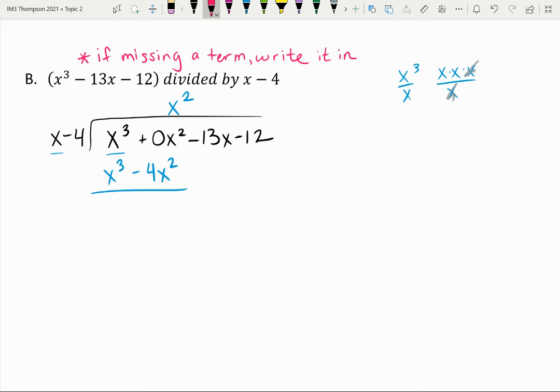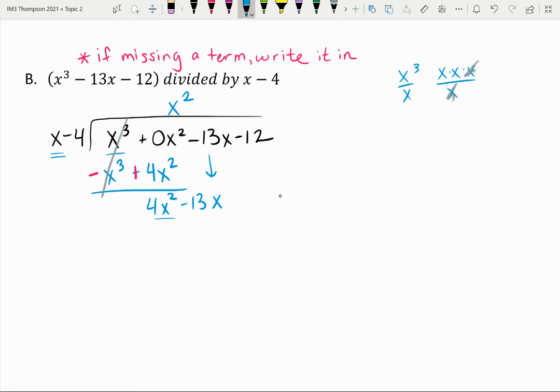I subtract. When I subtract an expression, I have to change all the signs. So the x cubed becomes negative, and the 4x squared becomes positive. So I add down. X cubed minus x cubed, that cancels. This should always cancel. If it doesn't, something went wrong. 0x squared plus 4x squared gives me 4x squared. And then minus 13x. Bring down the next term, and then the process starts again.